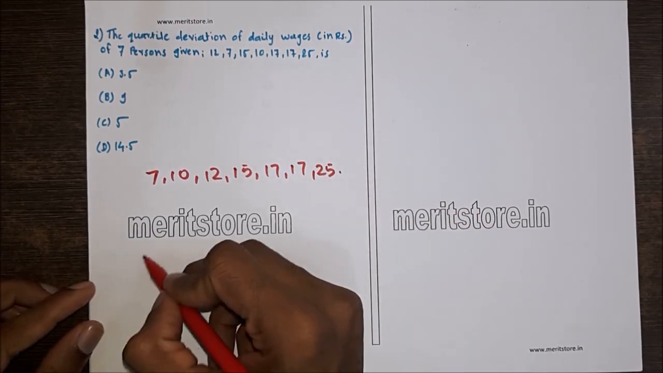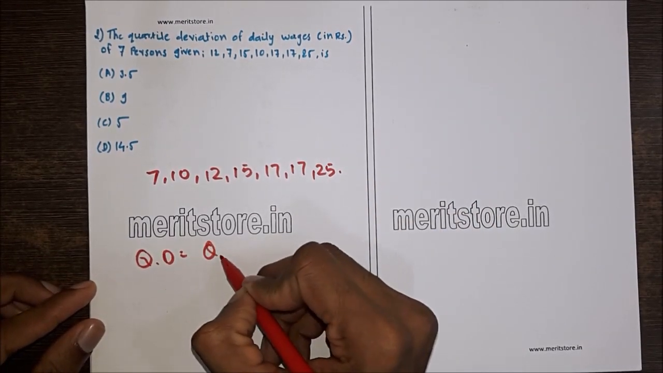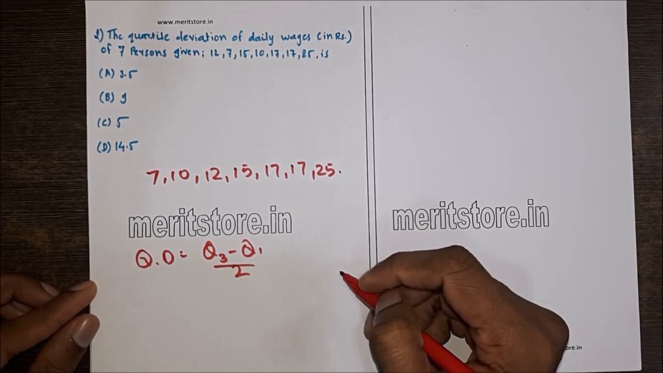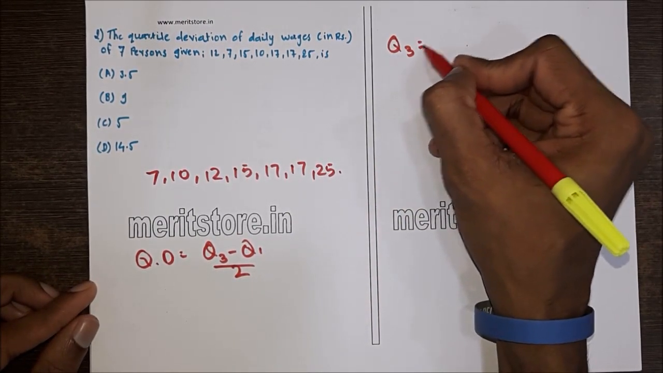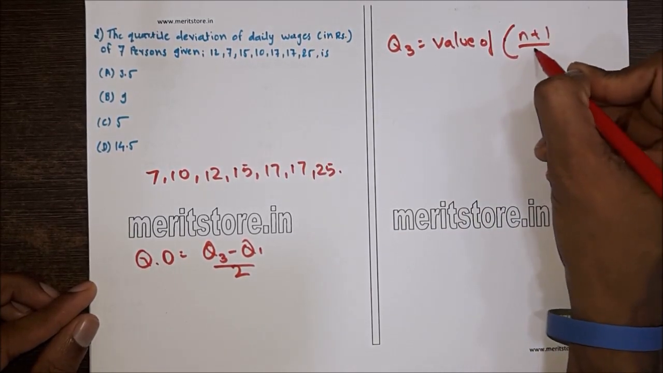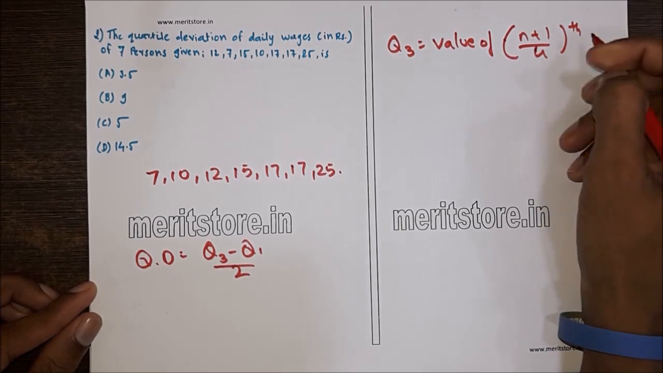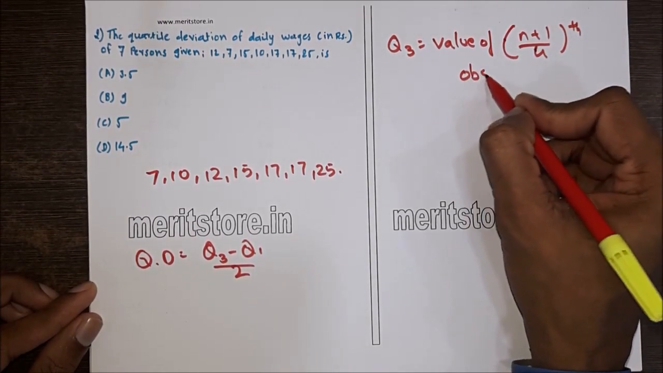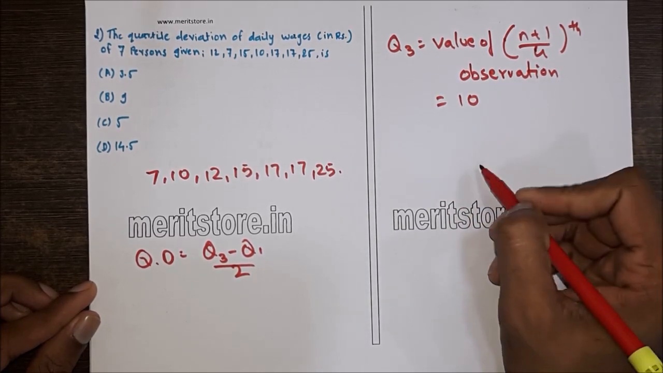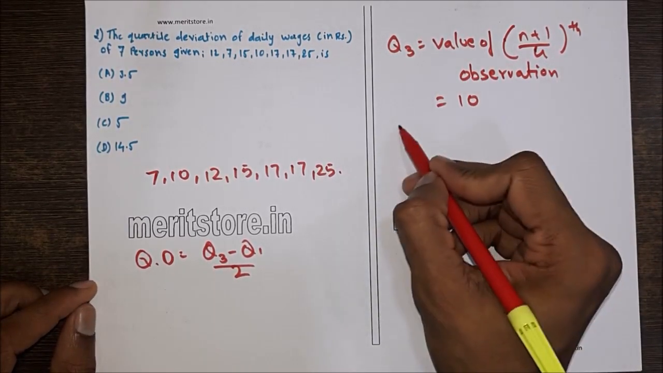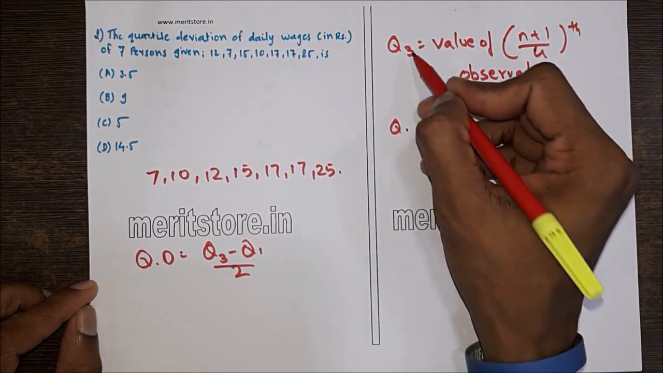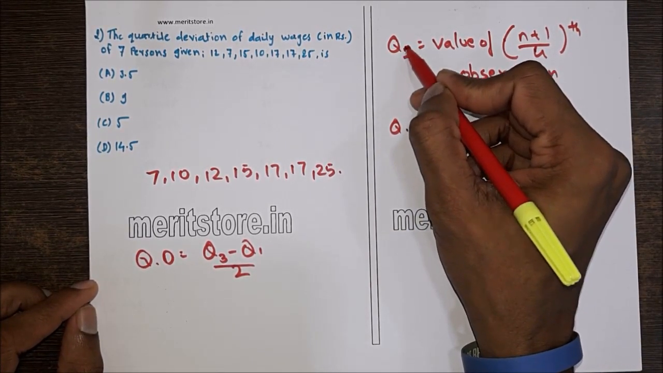So to find the quartile deviation, we have QD is equal to Q3 minus Q1 upon 2. So we find Q1. Q1 is the value of the (n plus 1) by 4th observation, which is equal to 10. Please note that this is Q1.